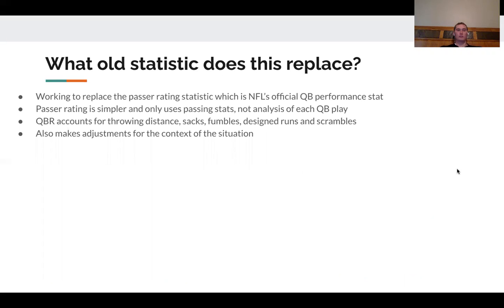This stat is working to replace the passer rating stat, which actually is the NFL's official recognized stat for quarterback performance. Passer rating is much simpler and only uses passing stats. It's not an analysis of each play. But QBR accounts for throwing distance, sacks, fumbles, designed runs, scrambles, and it makes adjustments for the context of the situation. So it's a lot more of a detailed statistic.